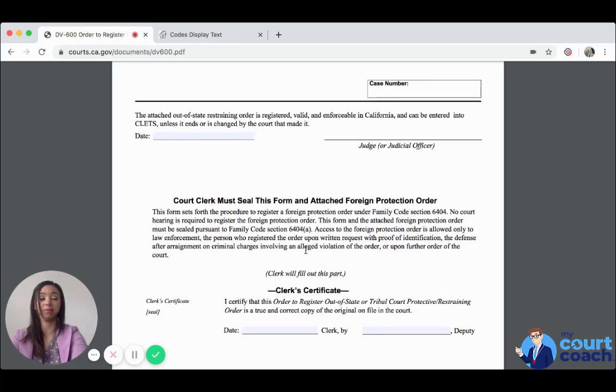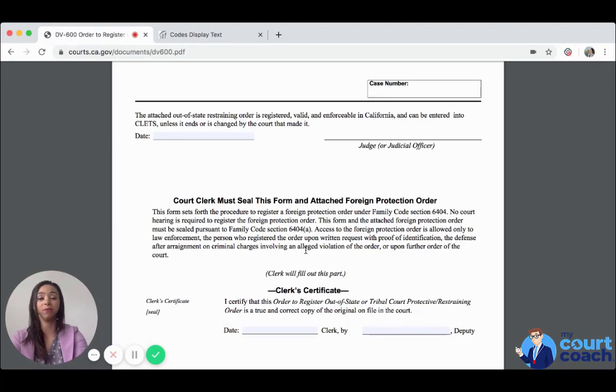There is a different process that you'd have to check with your local county as to how to maybe transfer the restraining order, so that any modifications of that restraining order can be heard in a different county than the one where you received it, and you'd have to check your local county for that. So the judge is going to sign off on it, and the judge is also going to date it.